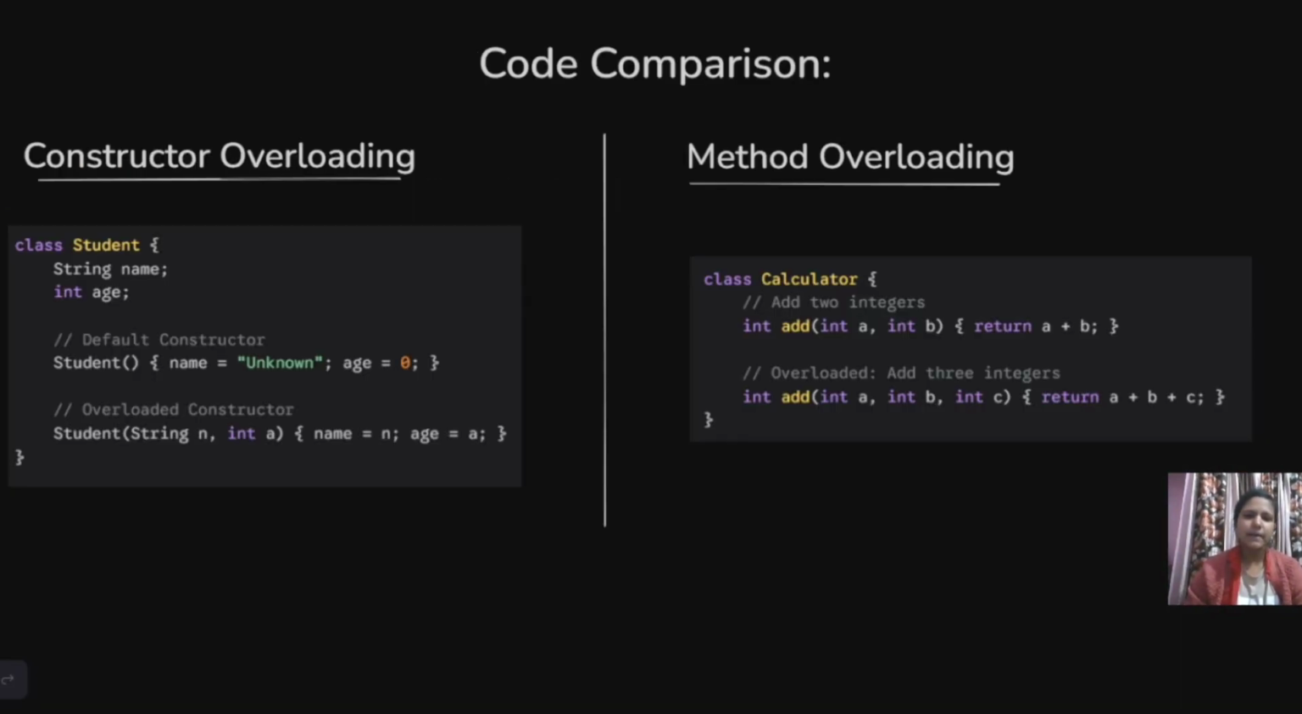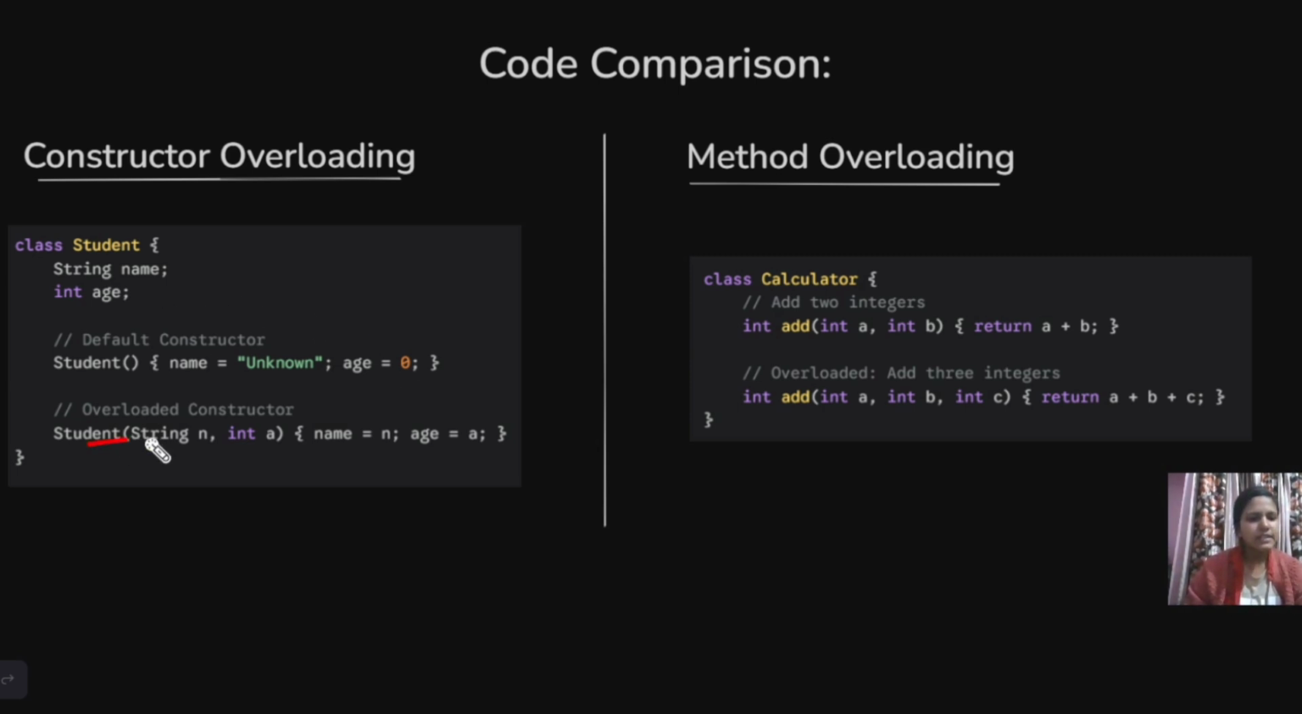Let's see an example of the difference between constructor overloading and method overloading. In constructor overloading, first we create a class Student, and it has two attributes: first name, and second age. The default constructor is called where name equals Unknown and age equals 0. When we do not create a constructor, the compiler automatically creates a default constructor, which is invisible.